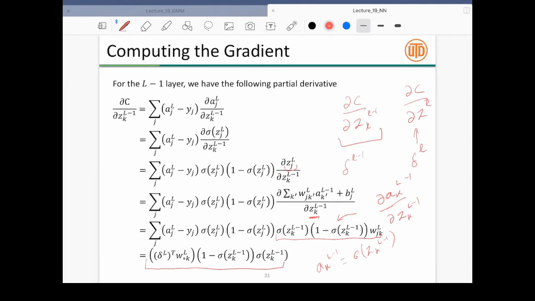So what we have right now is this delta L minus 1, right? So the partial derivative at the L minus 1th layer is nothing but this dot product between the partial derivative of the Lth layer multiplied by this weight matrix, multiplied by this 1 minus sigma times sigma, right? So you can basically write this compactly in terms of matrix operations. Any questions?